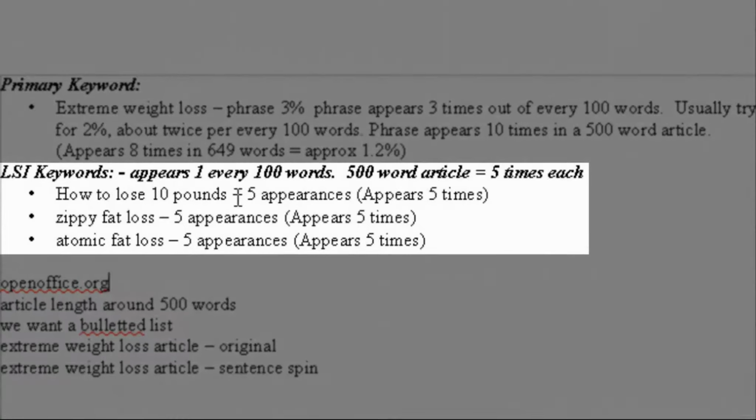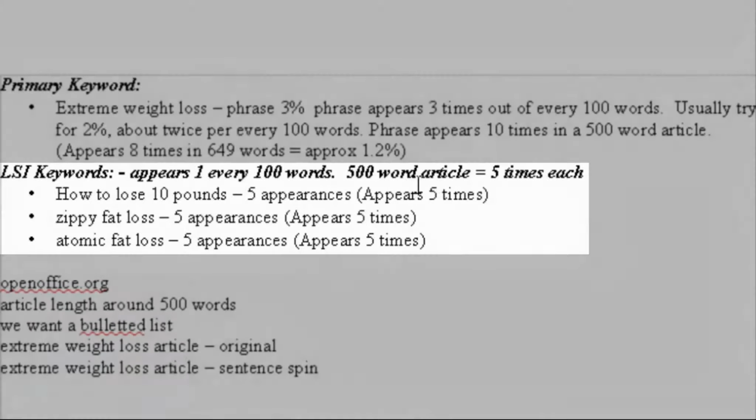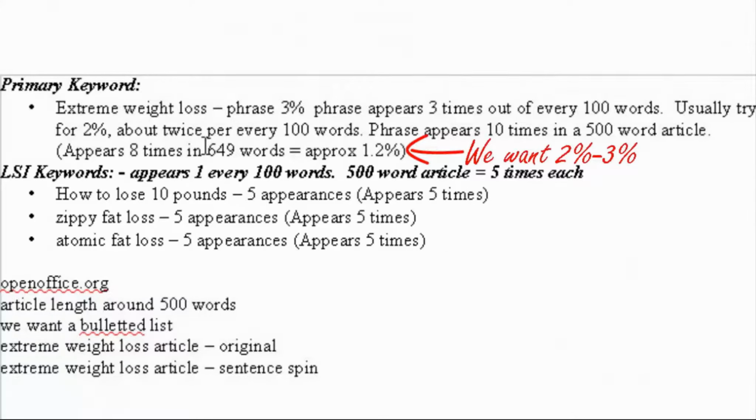Then I went through and I made sure that each of my LSI keywords, as you can see, how to lose 10 pounds, zippy fat loss, and atomic fat loss, appeared 5 times in the article, which was our target. So I went through and put them in places that would make a bit of sense. So now we've got all those targets hit. We're a little low on the primary keyword, but that's going to work for this case.